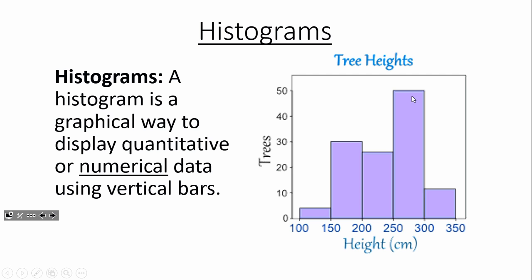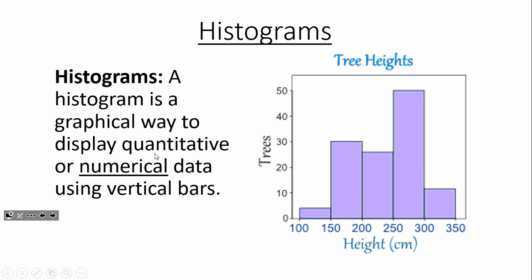Okay, hopefully you answered this one. 50 trees were from 250 to 300. So the answer to my question was 250 to 300 centimeters. All right, now answer this question. About how many trees are between 300 and 350 centimeters? Turn to your neighbor and answer that question. All right, I'm looking at this range right here, 300 to 350, and that's about 10. Okay, can you see that there? It's about 10, maybe closer to 11 or 12, but we're close if we said 10.